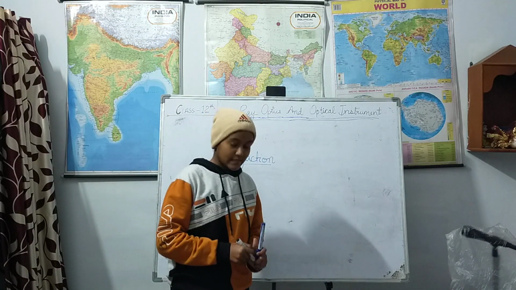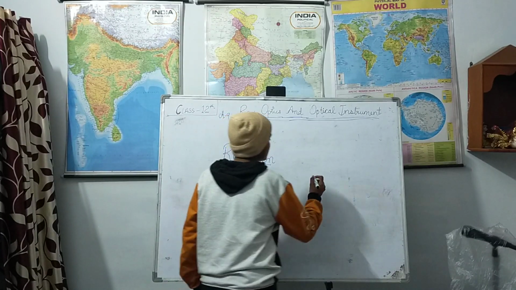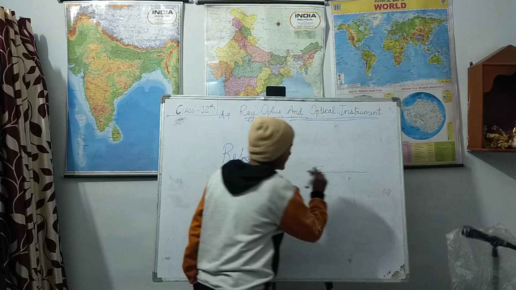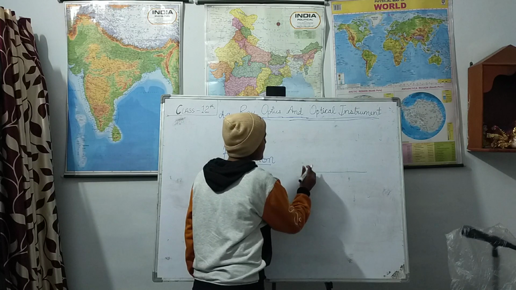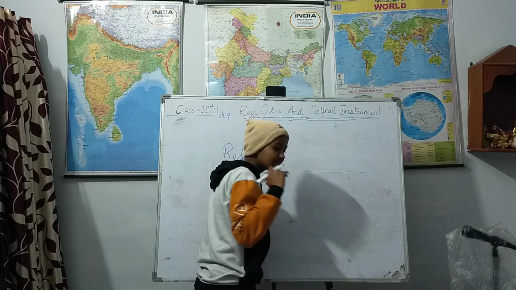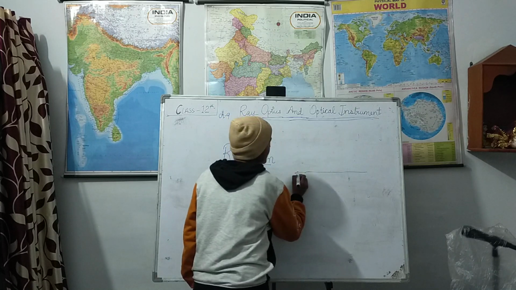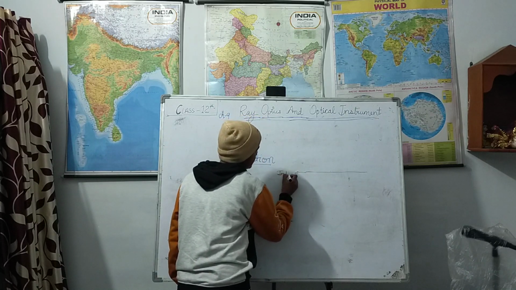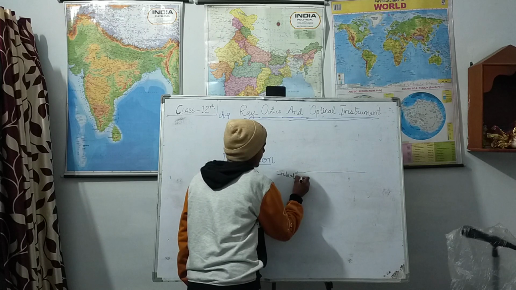If we see it in a diagram, what is it? So this is the interface. Now what is an interface? It is where one medium ends and the other medium starts. That is the point, or that line. So this is the interface. We call it the interface.